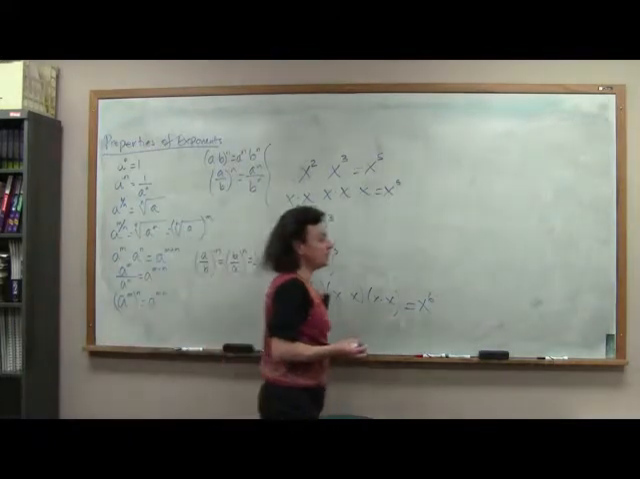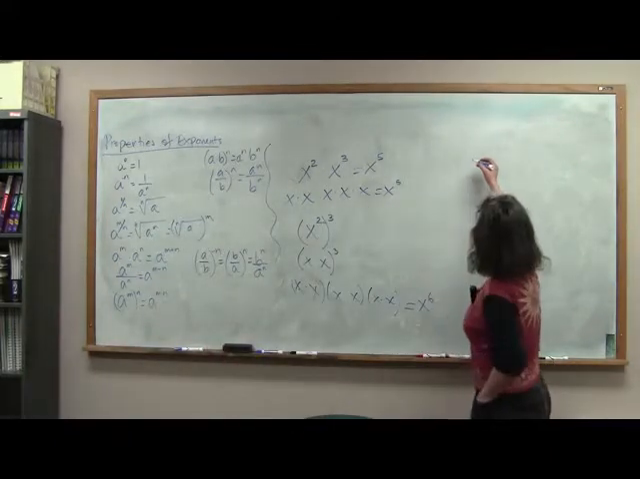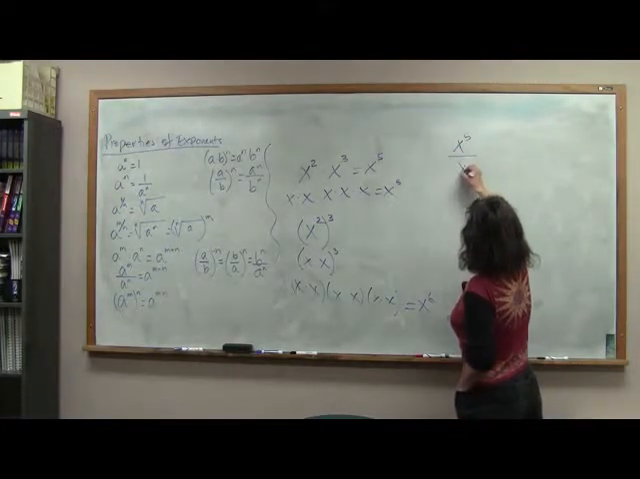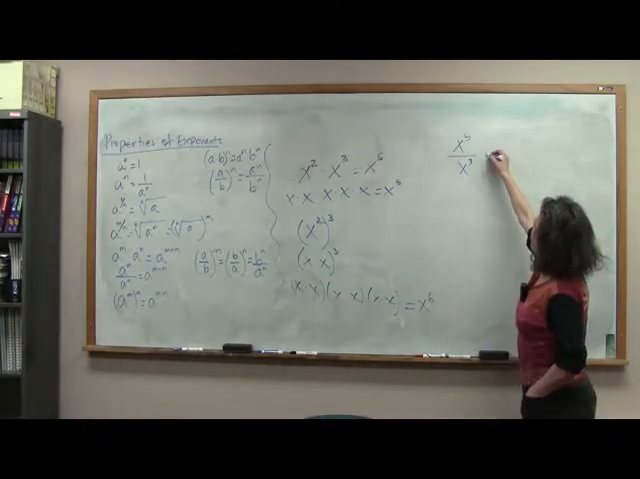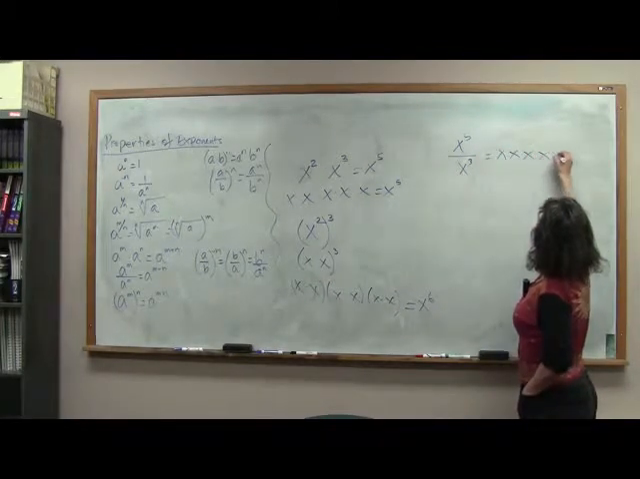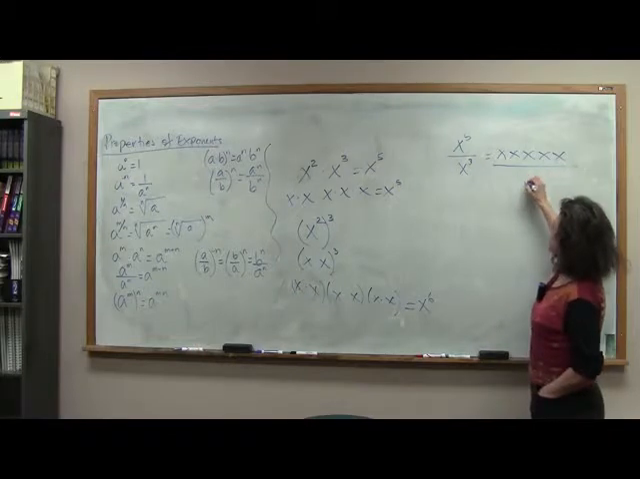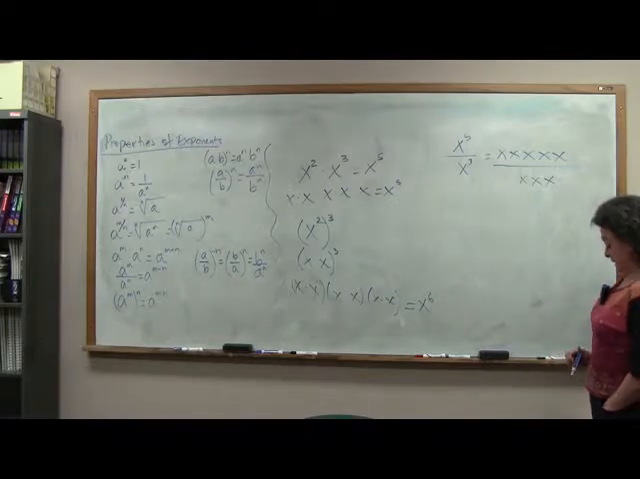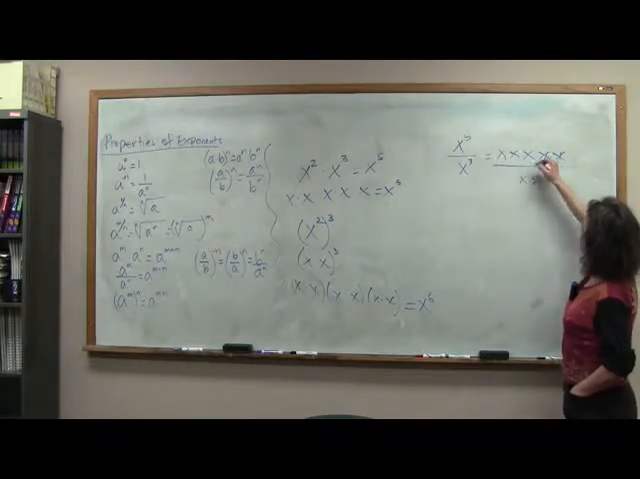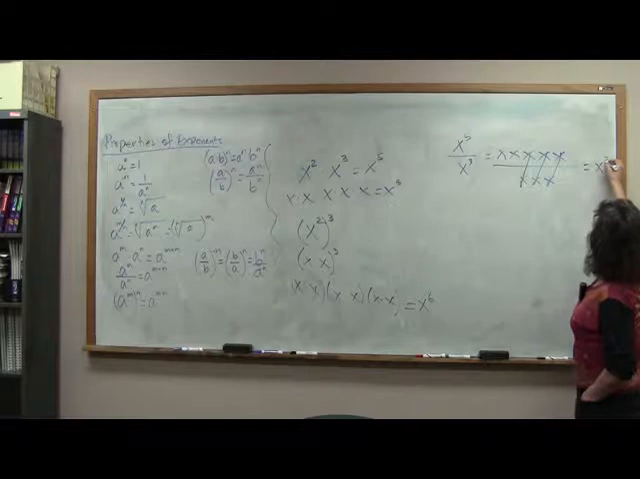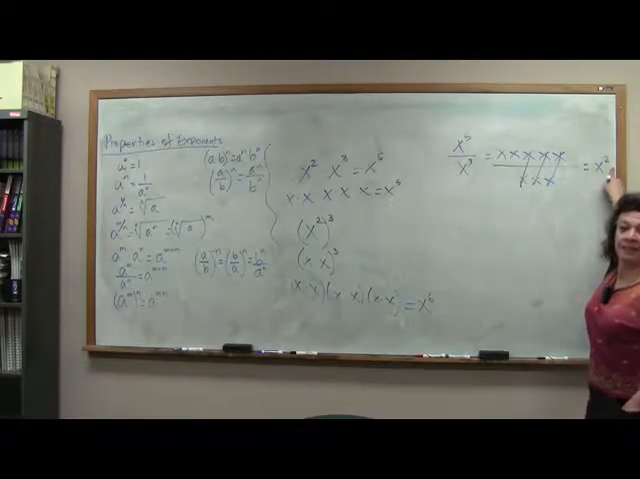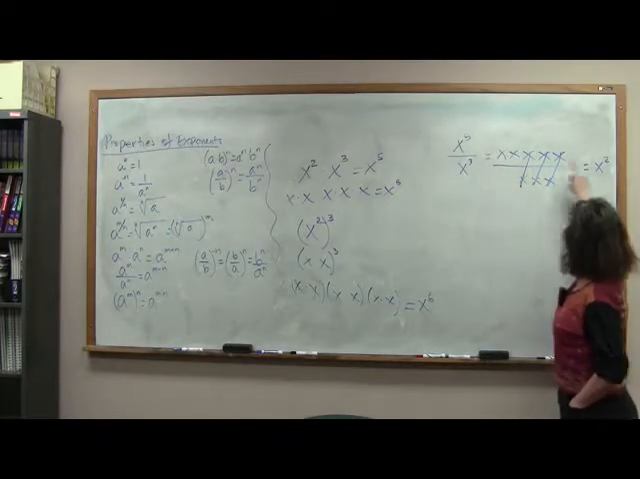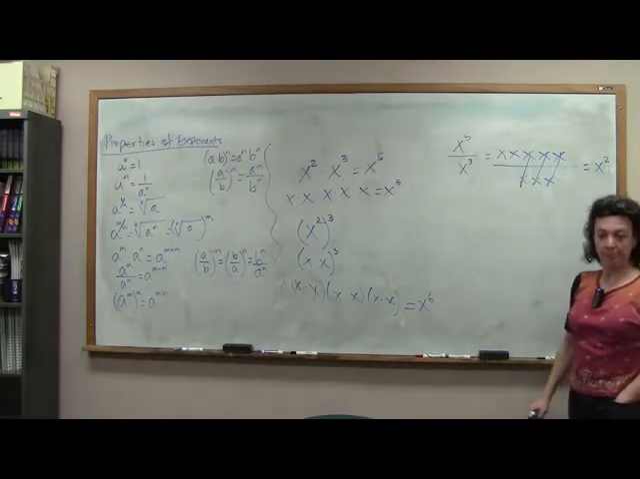Okay? Now, in a similar manner, I can look at things like, how about x to the fifth over x cubed? Well, x to the fifth is the product of 5 x's. x cubed is the product of 3 x's. Since I'm multiplying, I can cancel, and notice I'm left with 2 x's in my numerator. Okay? And 5 take away 3 gives me 2.